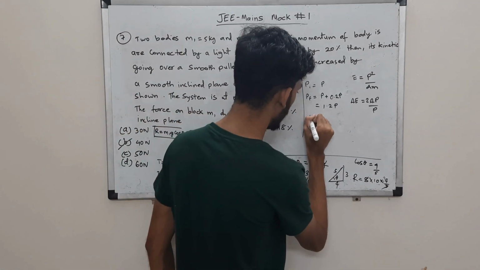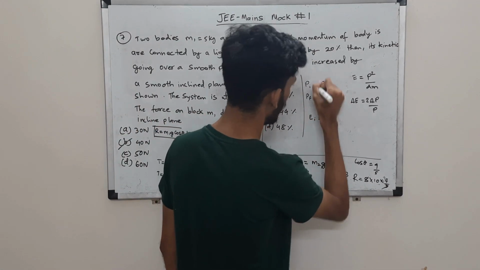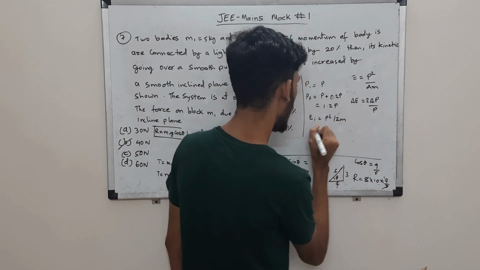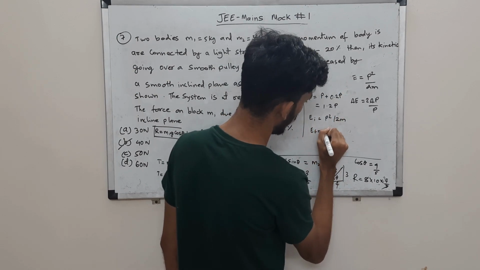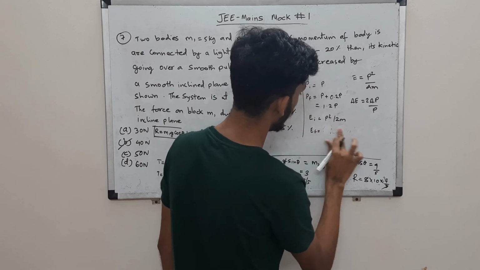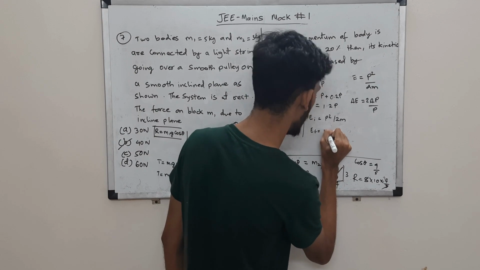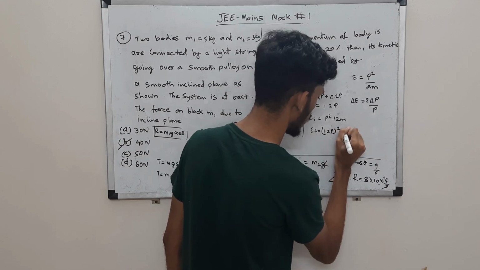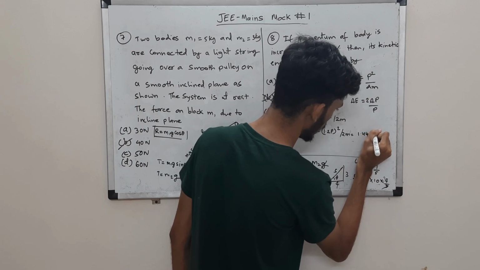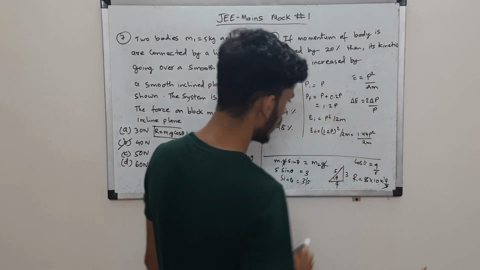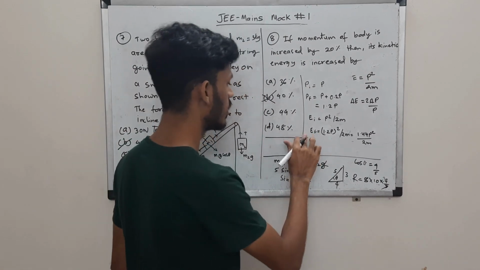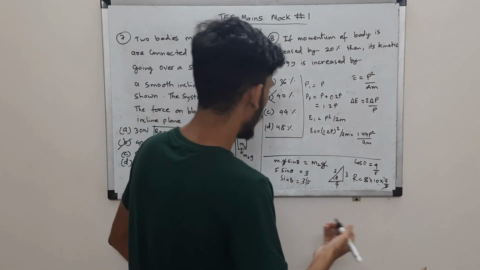Now the initial energy associated with this momentum is p square by 2m, and the final energy will be p final square by 2m, which is of course different: 1.2 p the whole square by 2m, which gives 1.44 p square by 2m. Now how to find the change? This is the conventional method to find the increase.